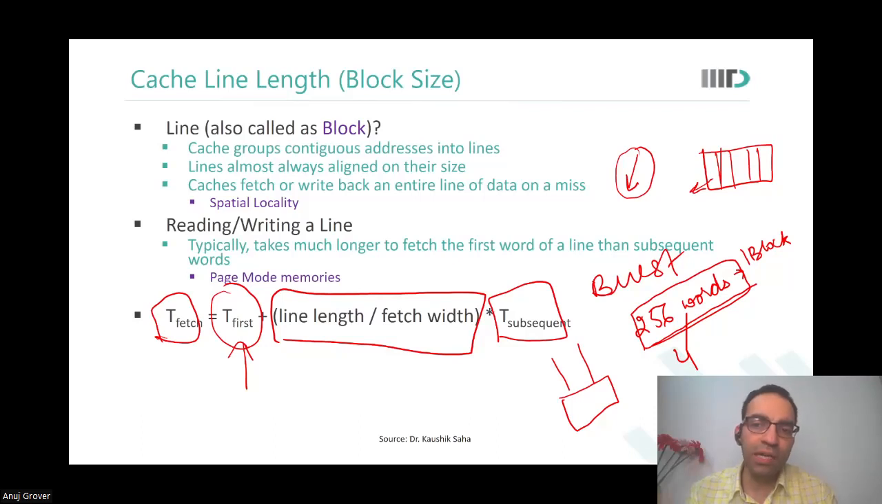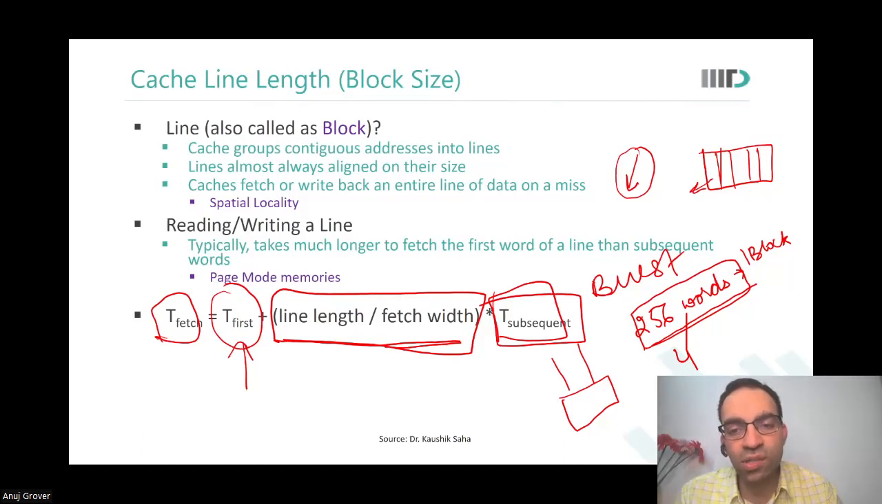I say that my block size is 256, so that 256 consecutive words are written into my L2 cache or L1 cache, wherever. But 256 words may not be able to be transmitted right away. So there will be multiple transmissions required. And that is what we are representing by line length upon fetch width. And this is the time delay taken when the subsequent address or subsequent location is being fetched. Questions?